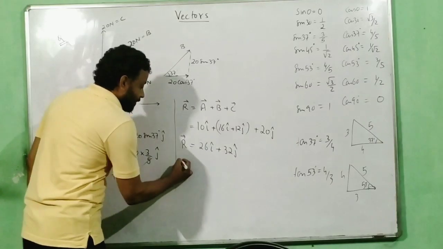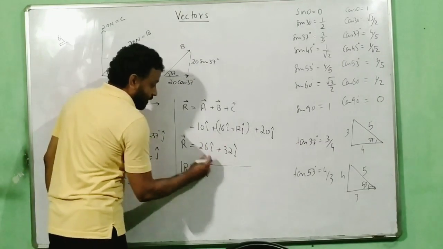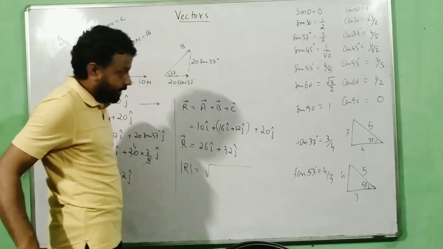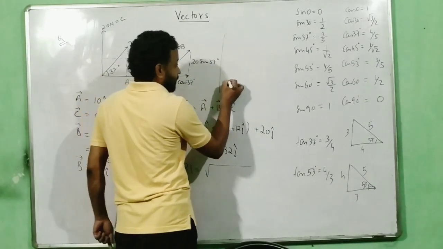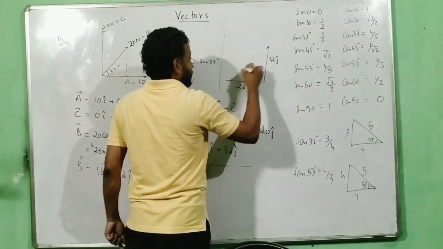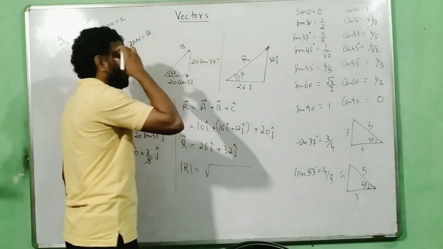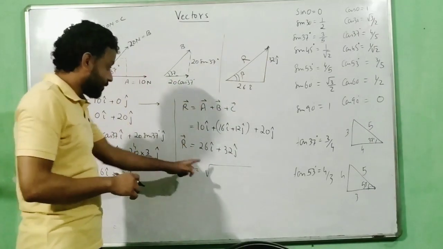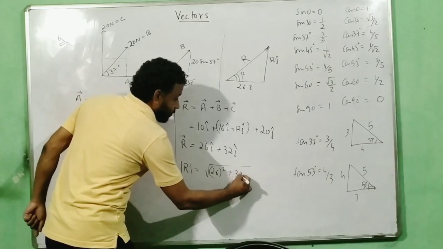How to find the magnitude of this? The magnitude of this resultant can be found using the same logic. If these two components are 26 i cap plus 32 j cap, how does it look? It looks like this: 26 i cap and this is your 32 j cap. And this is my resultant R, and this is my angle beta which I am going to find out. So I am going to find the resultant R, its magnitude as well as direction. So 26 square, you know the rule, and 32 square.